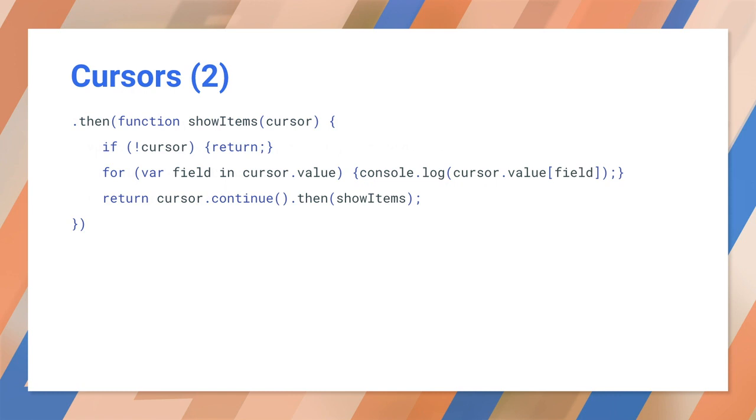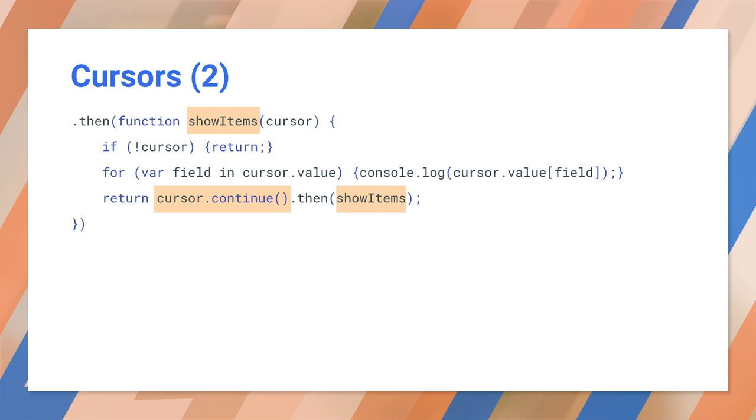Once we get a cursor, we need to use it to read each element. This is a bit tricky. Essentially, you want a loop to get the value from the cursor, exit if the cursor is null, and call continue to advance the cursor. This is one of those rare spots where using promises makes things more complicated.